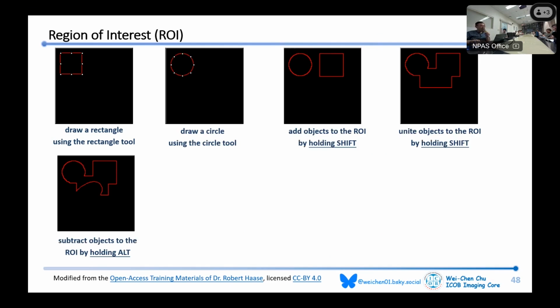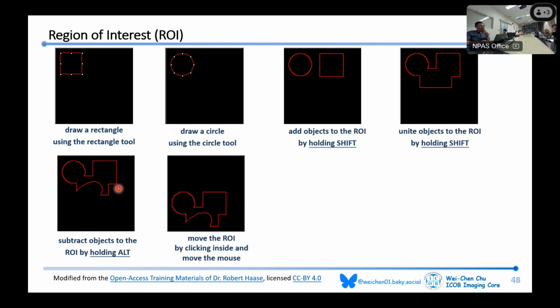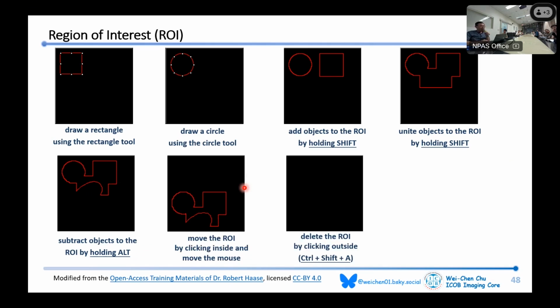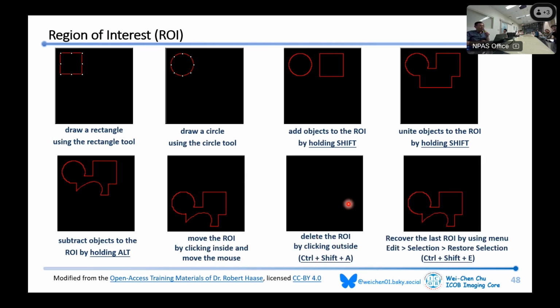And you can use Alt. If you use Alt, you can subtract part of them. And you can move the region of interest by clicking inside and moving it around. If you want to unselect or delete, you can use the hotkey Control Shift A, and it will unselect.